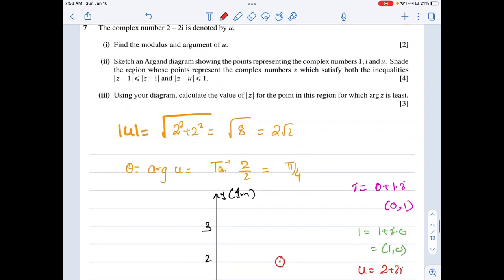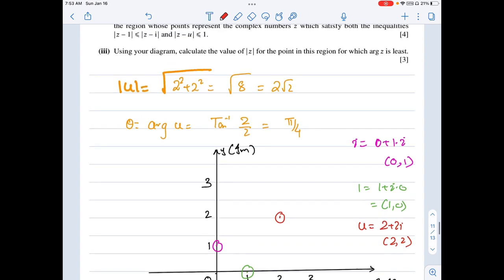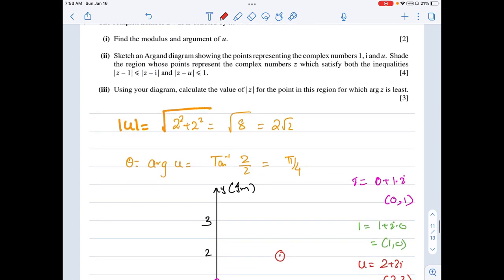What is it asking? Shade the region whose points represent the complex numbers satisfying both the equations: modulus of z minus i is less than or equal to modulus of z minus 1, which is less than or equal to modulus of z minus i, and modulus of z minus u is less than or equal to 1. So we have to shade that region.